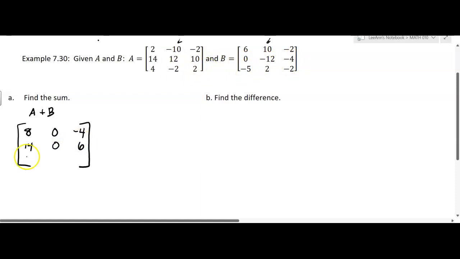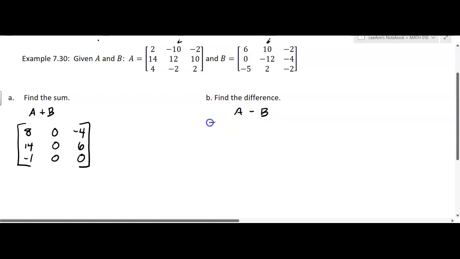4 and negative 5 is negative 1. Negative 2 and 2 is 0. And 2 and negative 2 is 0. So that's what I'm going to get for that matrix. And that would be the sum of the two matrices. Now find the difference. I'm assuming we're going A minus B.